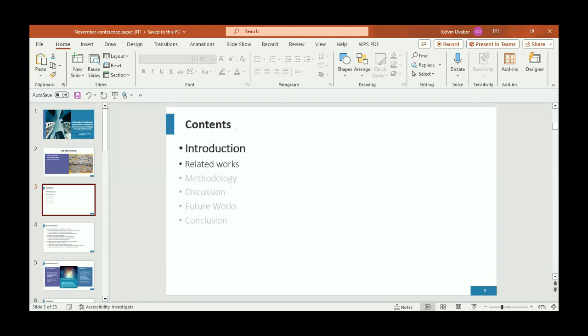As for the content, we'll be having the introduction, the related works, the methodology, the discussions, the future works, and the conclusion itself.